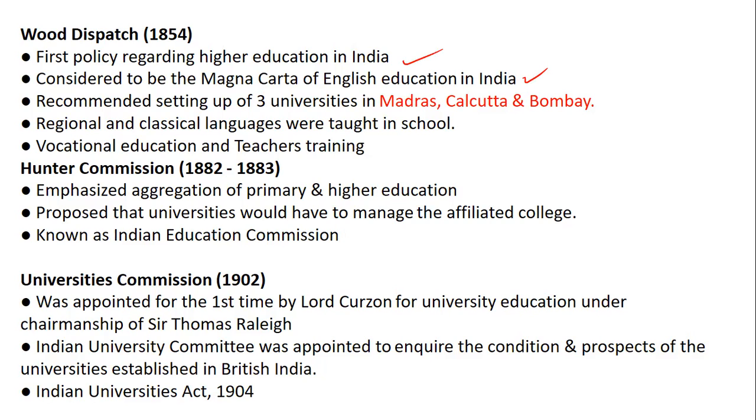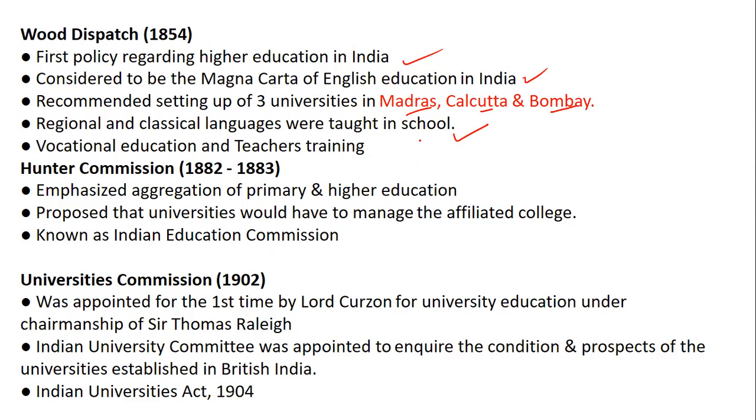Now see here. When I say Magna Carta, what exactly does it imply? It talks about the royal charter, or basically the liberties, which were seen by the Wood Dispatch Committee. It recommended the setting up of 3 universities, which I already told you, that is the University of Madras, Calcutta, and Bombay. Regional and classical languages were taught in school. Vocational education and teachers' training were also seen with the help of the Wood Dispatch Committee.